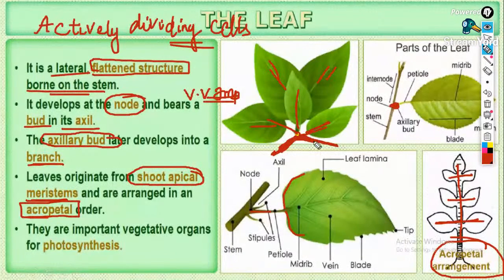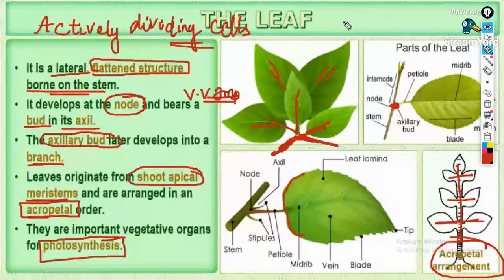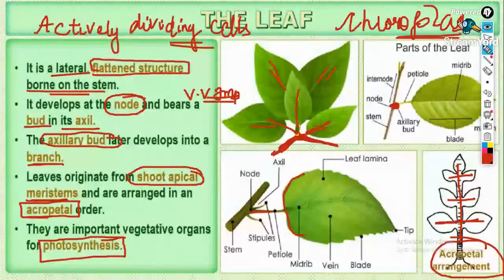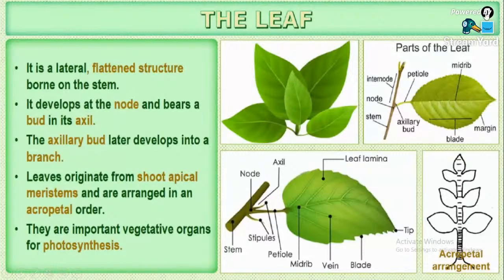These are the vegetative organs which are essential for the process of photosynthesis, or food preparation, and they contain green colored pigments called chlorophyll, which are present in the chloroplast. So these are some of the important points regarding the basic structure of a leaf.